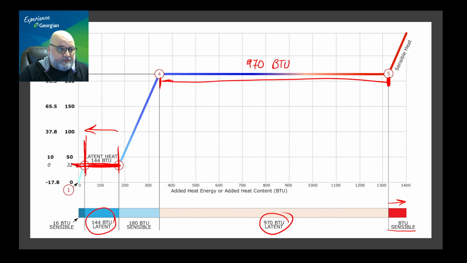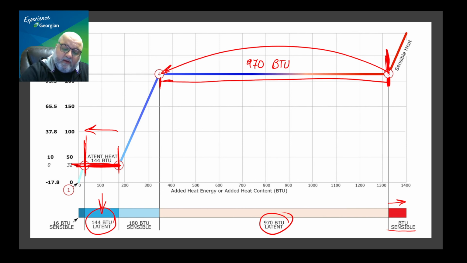So when I ask you questions such as how much heat is supposed to be removed from 1 pound of water at 32 degrees Fahrenheit to freeze it completely, the answer would be this here, 144 BTU. And similarly, how much heat do we need to remove from 1 pound of steam to completely turn it into water? The answer is also this constant here, that is 970 BTUs of latent heat.